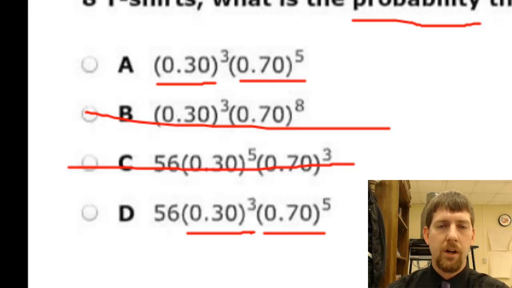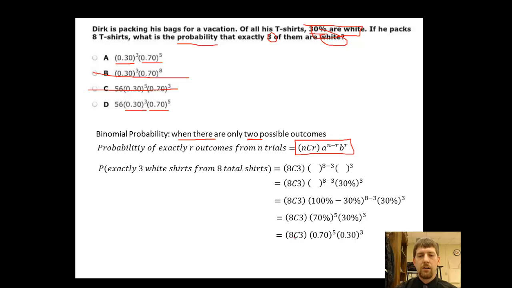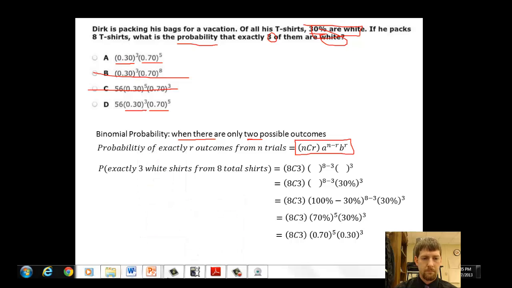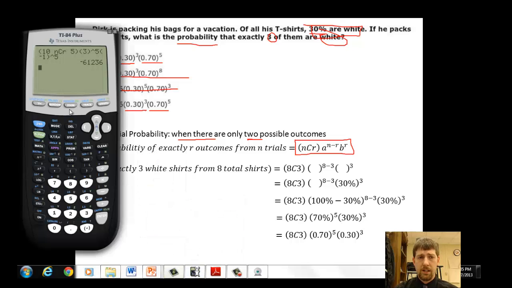30% is to the 3rd. Now, what's the difference in these two? This one doesn't have a coefficient other than 1. This has a 56. So I need to look at this 8C3. If it comes out to be 1, A is my answer. If it comes out to be 56, D is my answer. Well, how do I figure out which one it is? I go to my calculator, and I just punch it in the calculator.